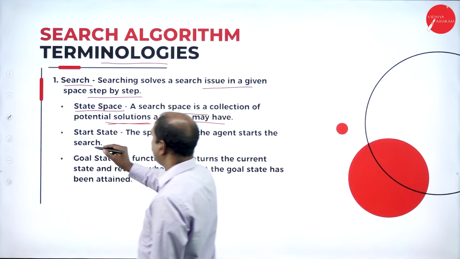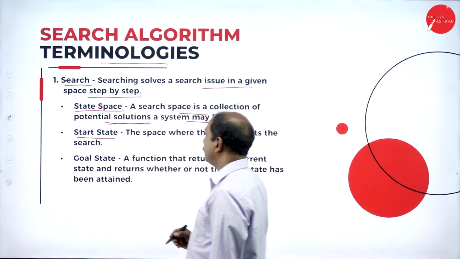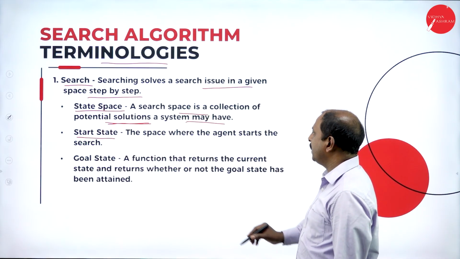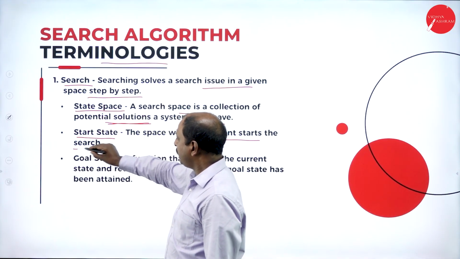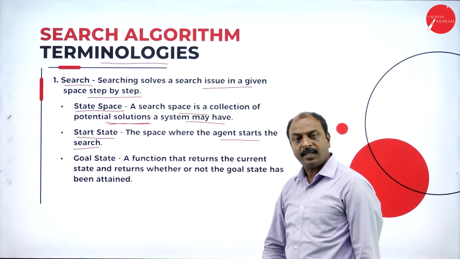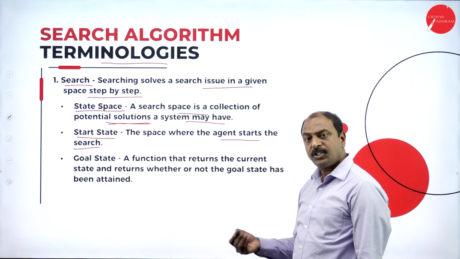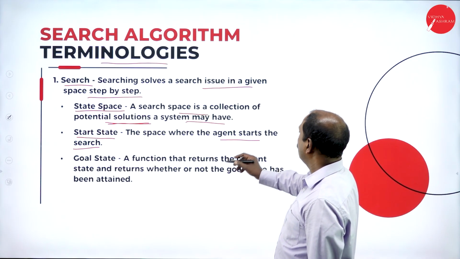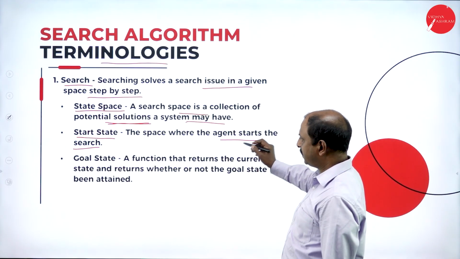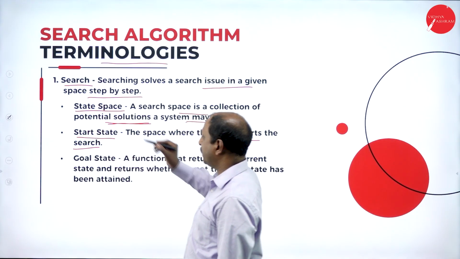Next one is start state. What is the meaning of start state here? It is a space where the agent starts the search. The agent is a component of AI. It has to search for a particular solution. So it has to start from the agent, start the search. That is the state called start state.